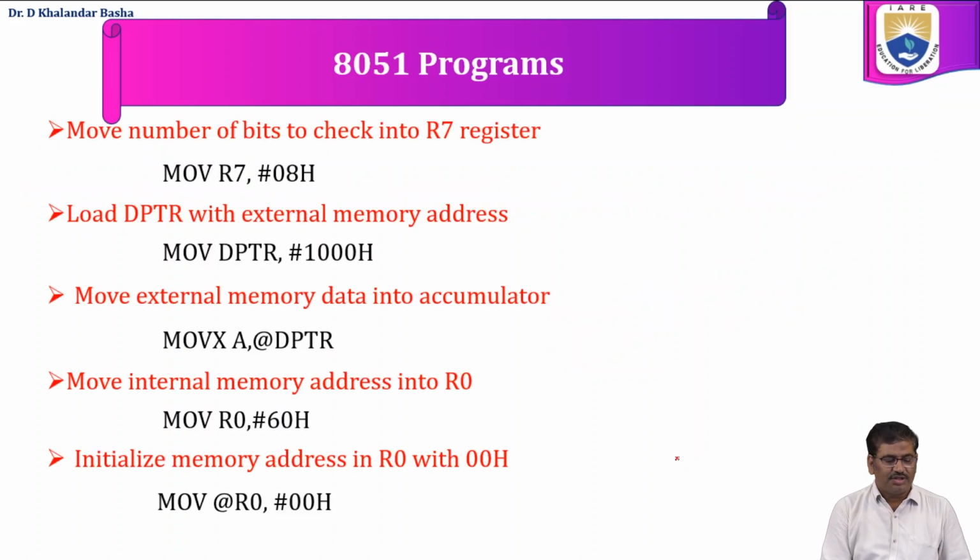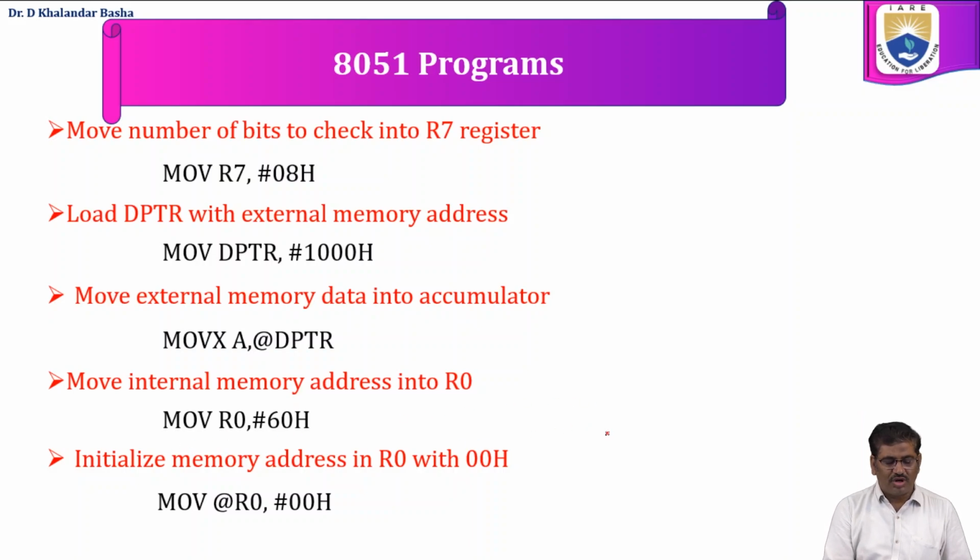Now we will see the instructions. MOV R7, #08 because the data is 8 bits and we want to examine the 8 bits. So this count we are going to load into the R7 register. The external memory address we are going to load into the DPTR by using the instruction MOV DPTR, #1000H. Next, MOVX A, @DPTR. So the external data we are going to load into the accumulator by using the instruction MOVX.